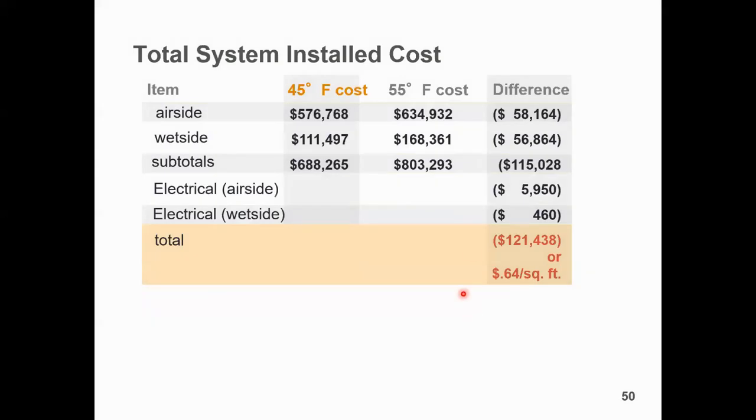So now if you combine, it's close to around $121,000 in the total system cost which has been saved for this particular system.